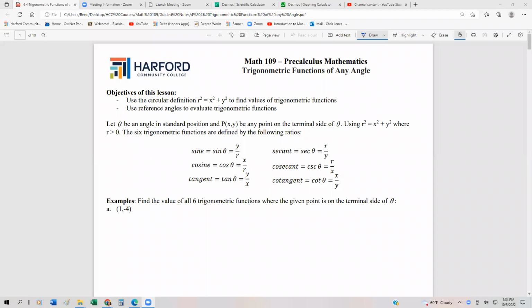In this section, we're going to take a look at our last way of evaluating trigonometric functions. We've seen the unit circle definition, and we've seen the right triangle definition. This time we're going to use a basic circle definition, with the relationship r squared equals x squared plus y squared. Then we're going to use reference angles to evaluate trigonometric functions.